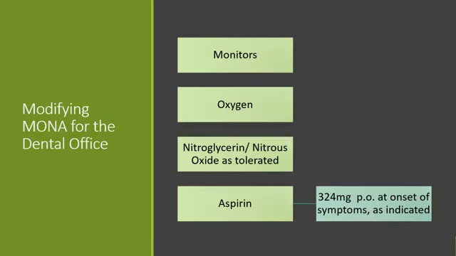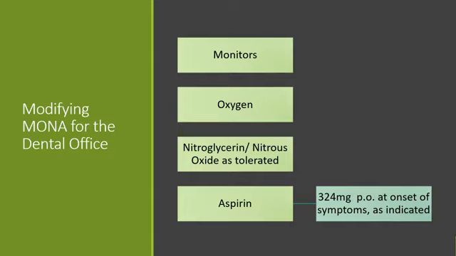Now, as I mentioned before, you may or may not have morphine, but you're probably going to have some sort of monitors. So you can go ahead and put a pulse oximeter and a blood pressure cuff on. Obviously, the first thing you want to do, if you've got a patient who is complaining of chest pain and you think they may potentially be having a heart attack, is notify 911, and then once you've notified them, you can go ahead and place your monitors, give them oxygen, and add the nitroglycerin or nitrous oxide as tolerated.